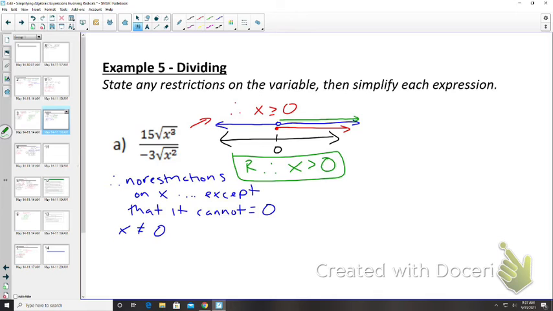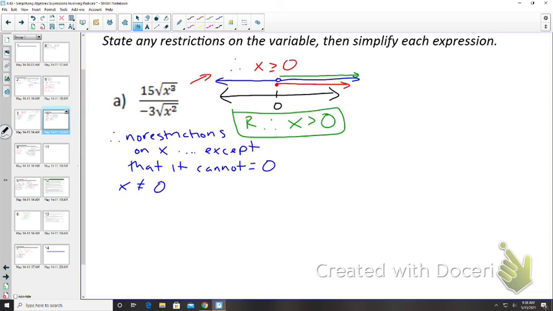So just be careful. When we're dividing rational functions, we need to make sure that the restrictions agree with one another for them to be the restrictions for the function. So we've just found our restrictions. Let's go ahead and simplify this now.